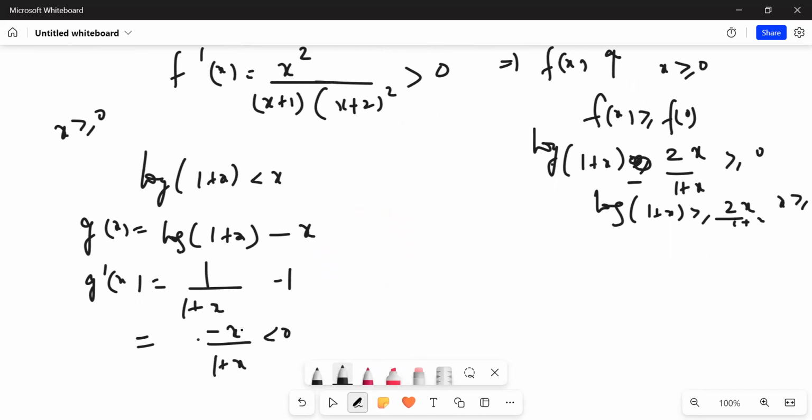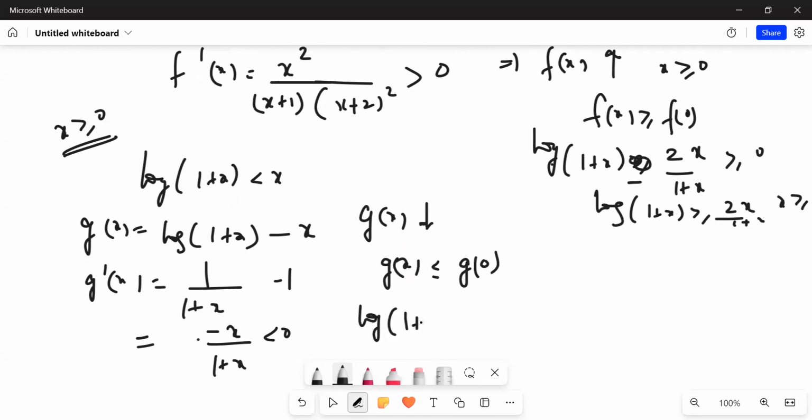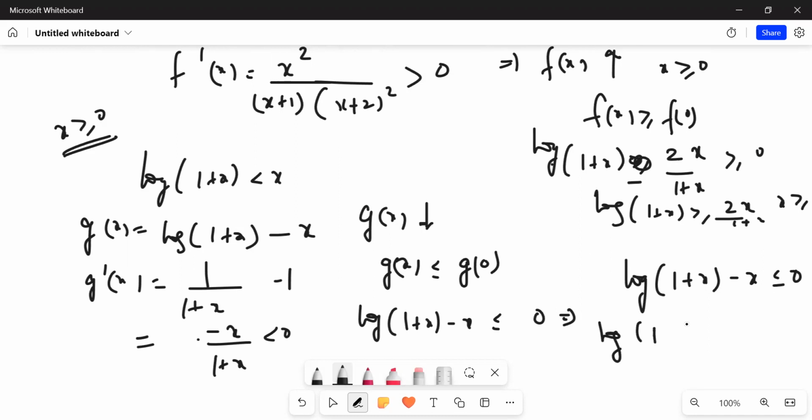Indeed, it is negative because x is positive. If x is positive, this is positive, this is positive, there's a negative. It implies g x is a decreasing function. If g x is a decreasing function for all x greater than equal to 0, g of x will be less than equal to g of 0. And if g of x is less than equal to g of 0, this is log of 1 plus x minus x will be less than equal to, what is g of 0? Log 1 is 0 minus 0. So it will be less than equal to 0. That implies log of 1 plus x minus x is less than equal to 0, which is log of 1 plus x will be less than equal to x.